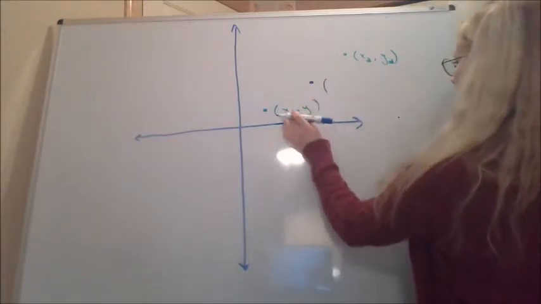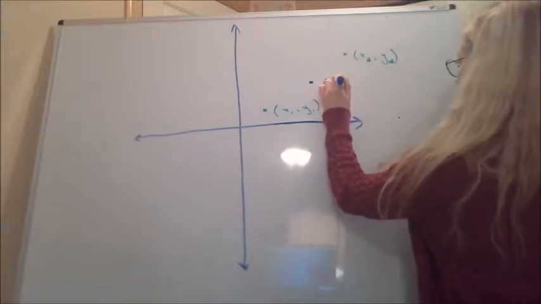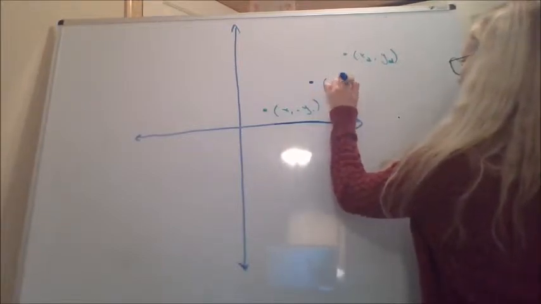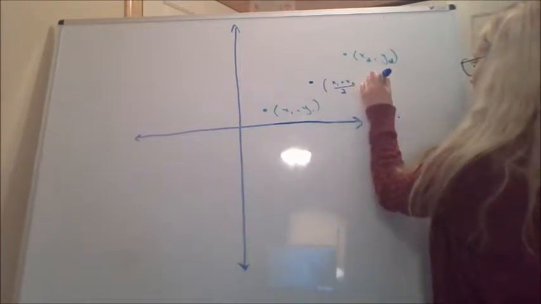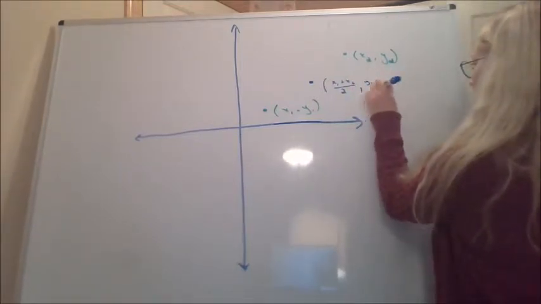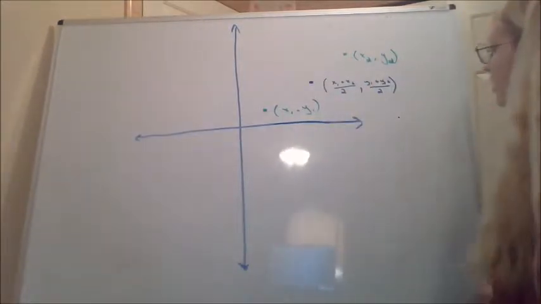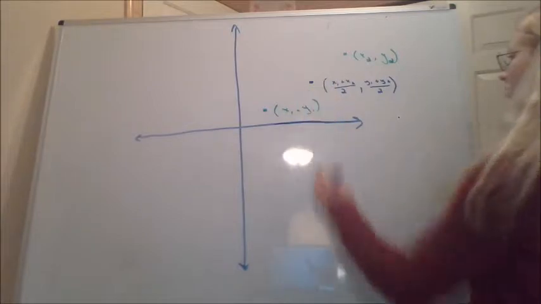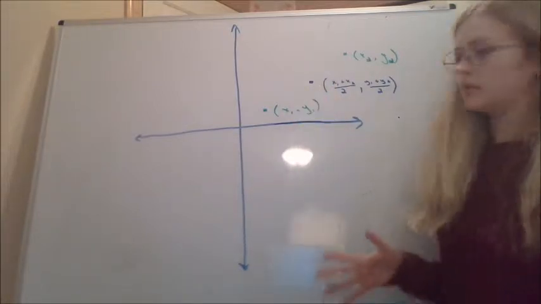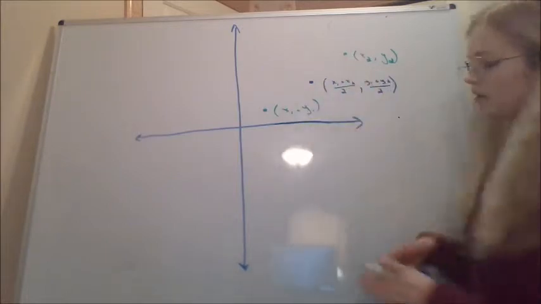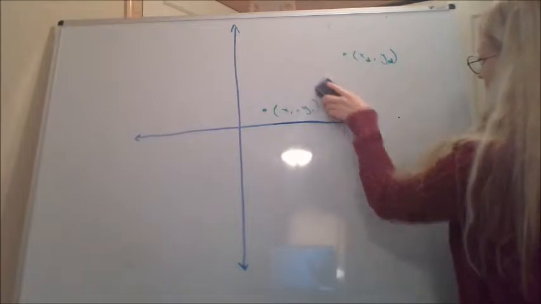We are going to take the average of the x values, so x1 plus x2 divided by 2. And to find the y value, we're going to take y1 plus y2 divided by 2, also the average of these two values here. And so doing this will get us the average point, or the midpoint, between these two arbitrary points.